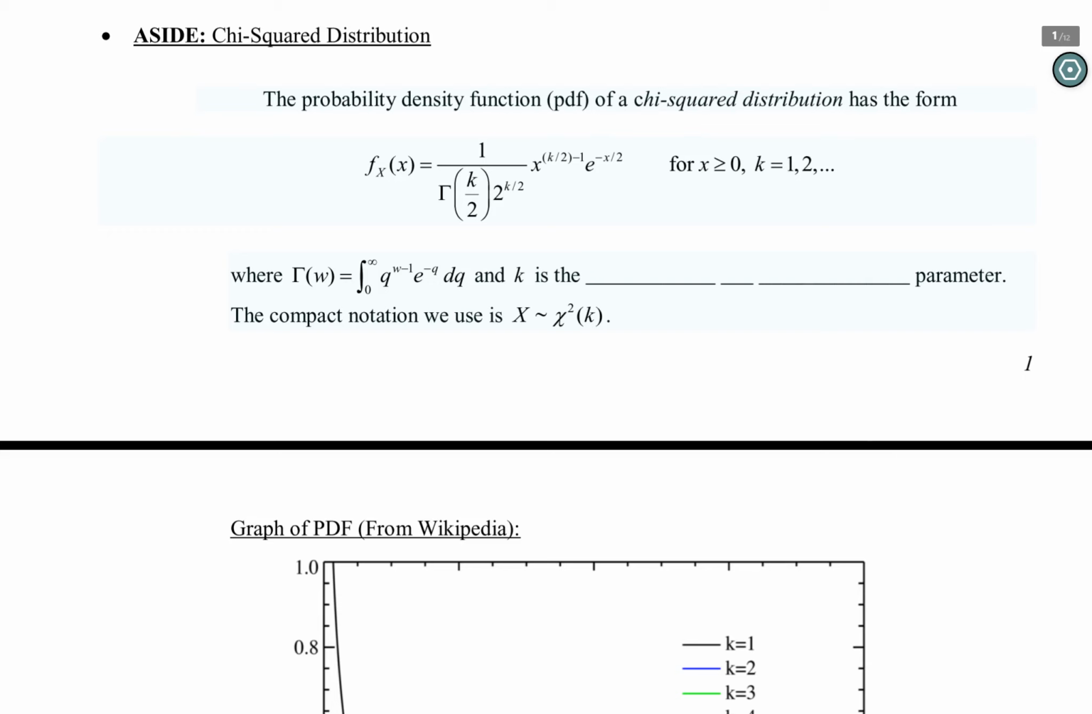The probability density function of a chi-square distribution is of this form here, and this will be the last time you see that in this class, because it's very complicated mathematically. The thing that I want you to know here is that the density has a domain of non-negative values, that is x is bigger than or equal to 0, and k here is this quantity that's called the degrees of freedom.